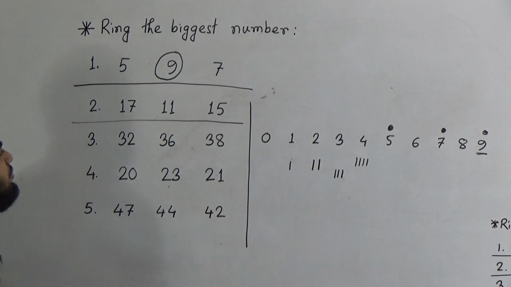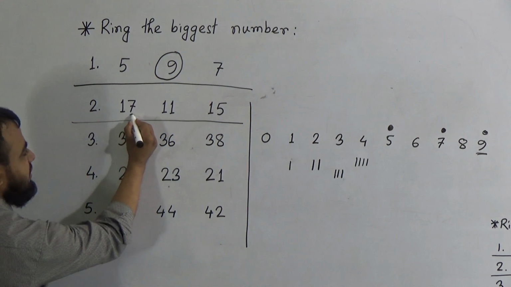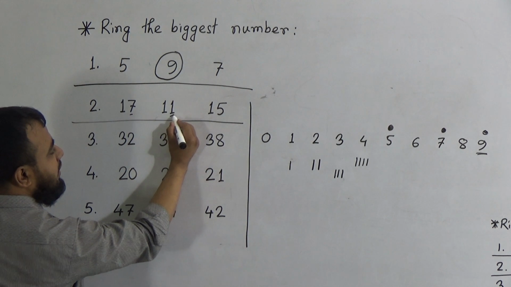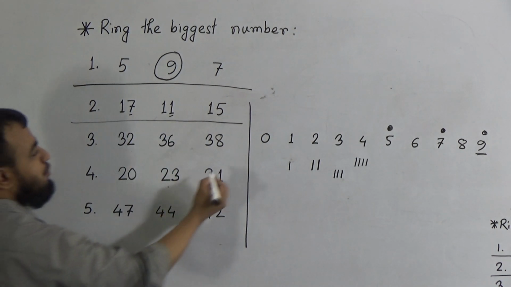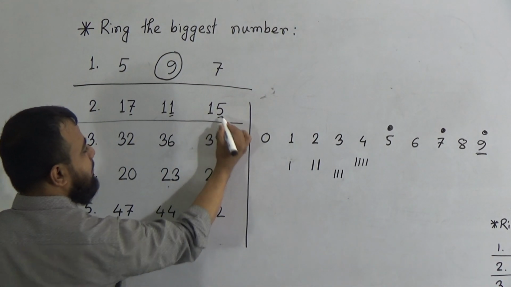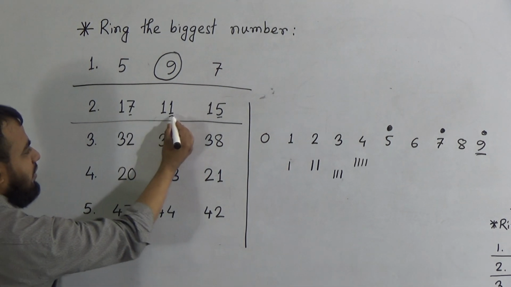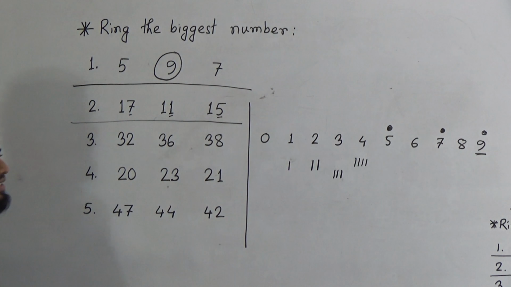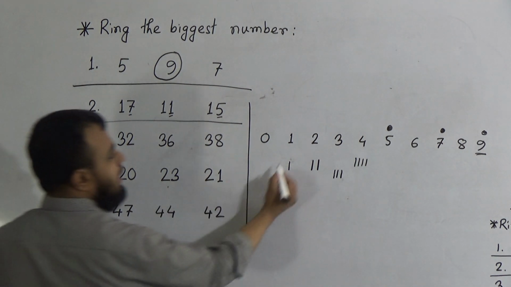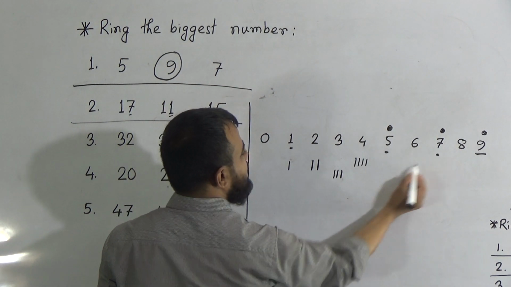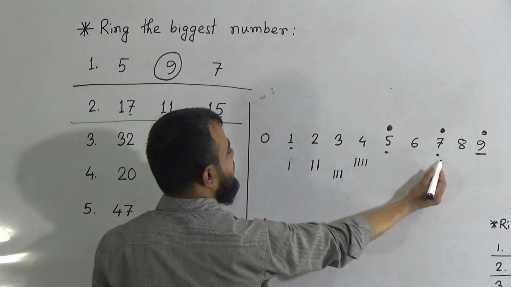On the right side we have 7 in 17. That means in the ones place, we have 1 in 11, and we have 5 in the ones place in the number 15. So among 7, 1 and 5, which number is the biggest? Look, among 1, 5 and 7, which one is the biggest among these 3 numbers?